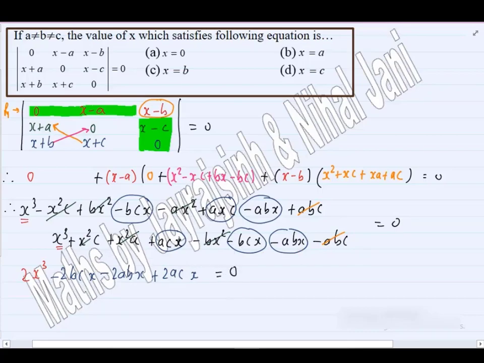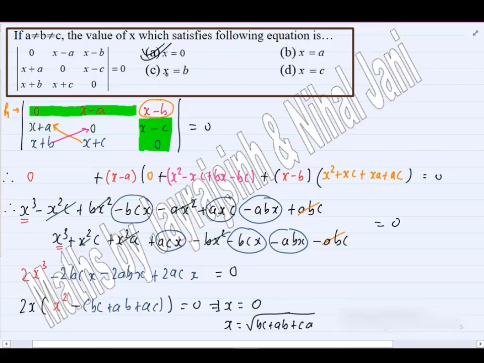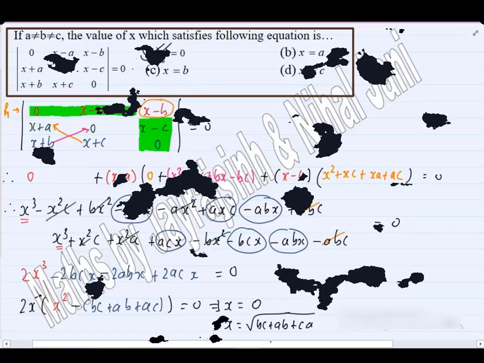So here we get our simplified form. We can take 2x common. So here we'll get x square minus, taking common from the rest of the terms, bc plus ab plus ac is equal to 0, which suggests that our x may be 0 or the square root of bc plus ab plus ac, and we have x equal to 0 in option A. So tada! A is your right answer.